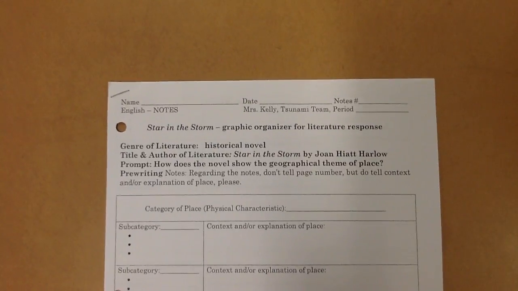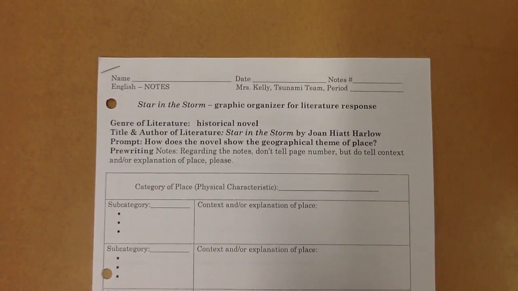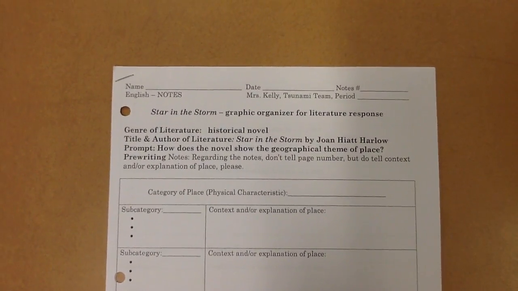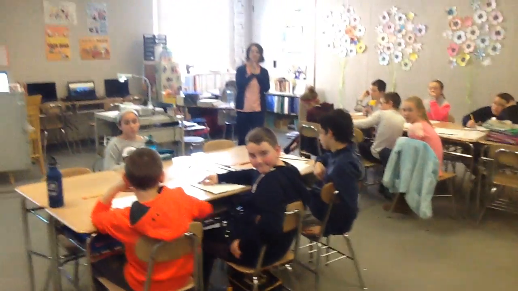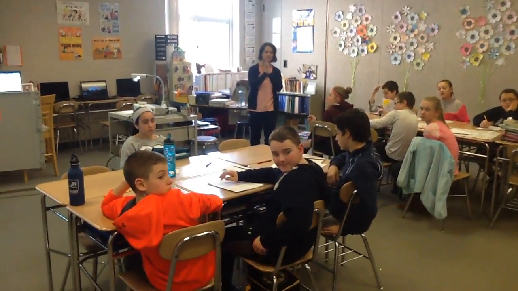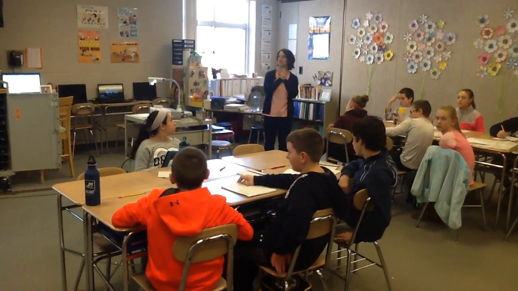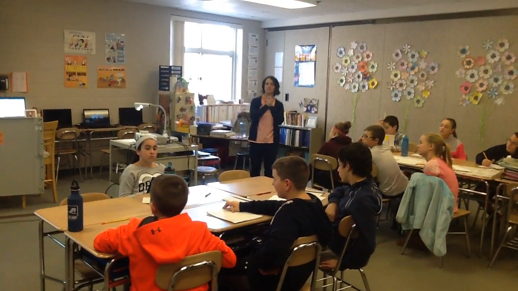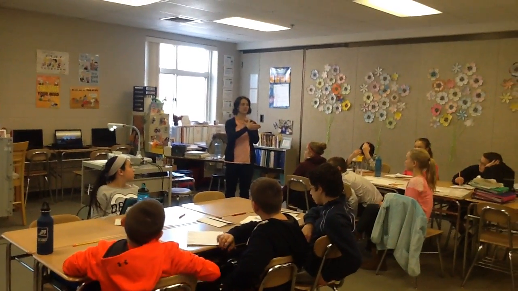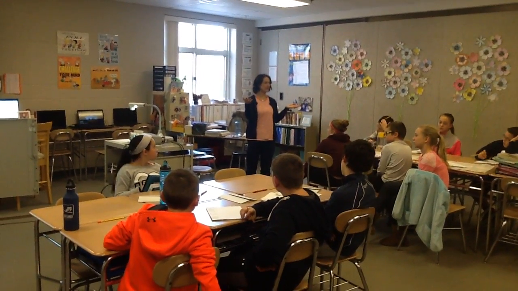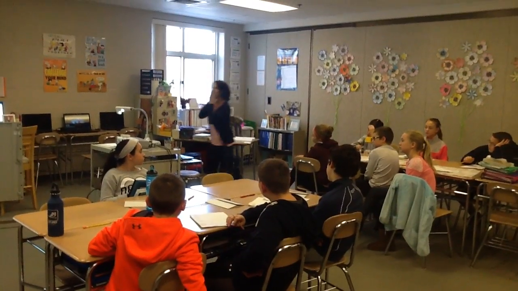All right, I know you're going to be taking a risk here. Anyone willing to share the sentence that you're kind of working on in your head? Thank you, Frank. Hold on. How does the novel Star in the Storm by Joan Hyatt Harlow show the geographical theme of place? Close, but you still have it as a question, and I need an answer. Question: Does the novel show the geographical theme of place? Say yes. Yes.